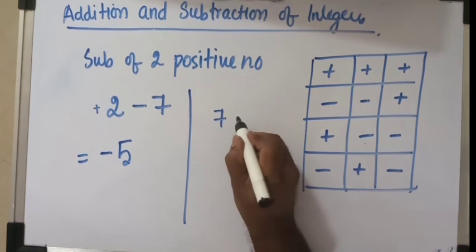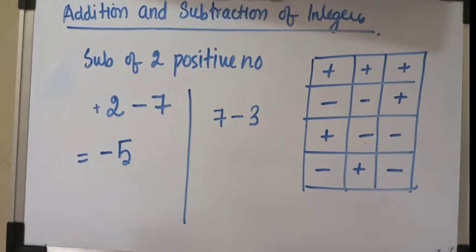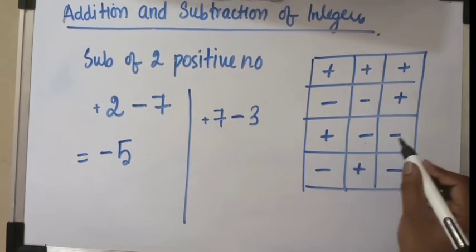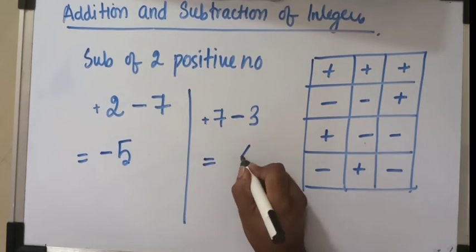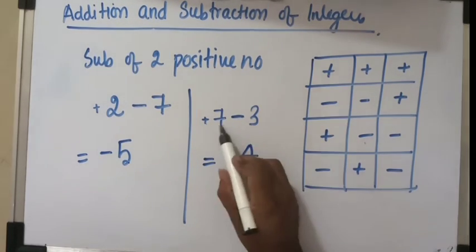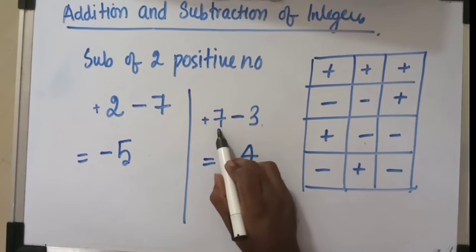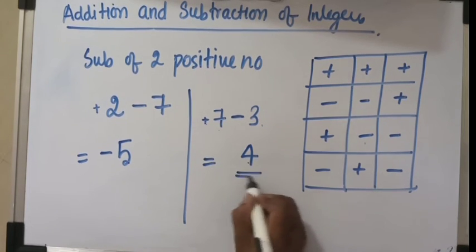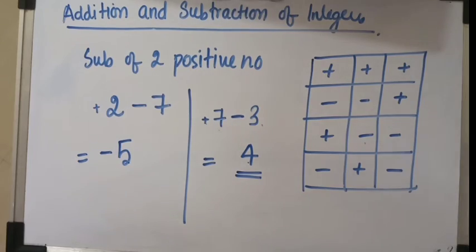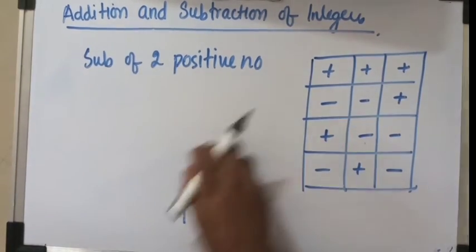Now 7 minus 3. In this case this is positive, this is negative. Plus minus is minus. So I'll subtract. The answer is 4. Which is the greater number in both of these? 7 is the greatest number. Its sign is positive, so I'll give this as plus 4. Getting it? Now subtraction of two negative integers.